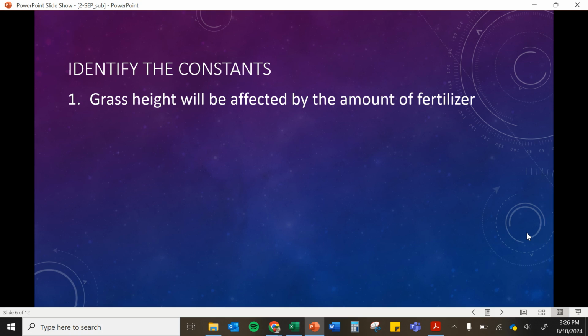If we look at this example of the grass height being affected by the amount of fertilizer, there are several different things that we need to hold constant in this experiment. We need to have the type of grass held constant. We don't want one type of grass and a different type of grass in a different pot that we're comparing. We want to make sure that we're watering them all the same amount and giving the same amount of light. The pot or the soil needs to be the same. We need to have the same size of container. All of these things are constants, things that are the same between our different trials of our experiment.